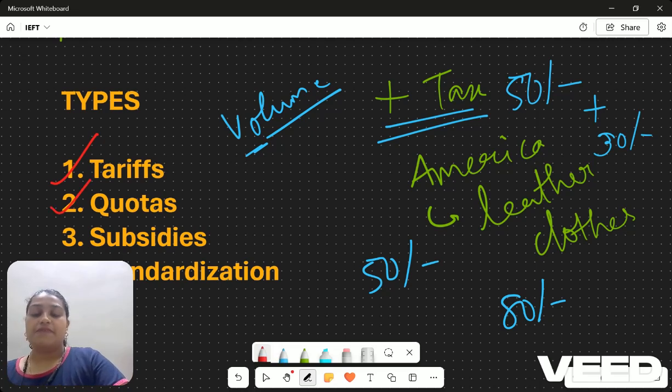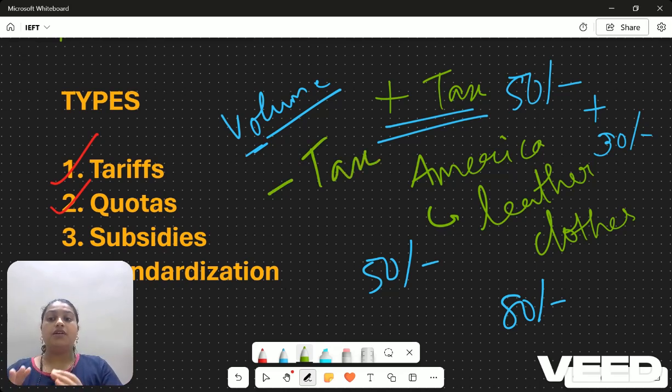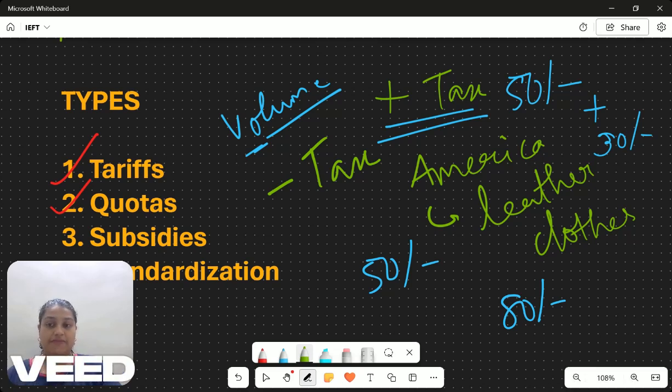Now next one is subsidies. Subsidies is the opposite of tariffs. Now quota is a non-tariff trade barrier. Now coming to subsidies, if tariff is tax, subsidy is negative tax. So what is negative tax? It is to help the domestic industrial people. So they will have to pay this much amount less.